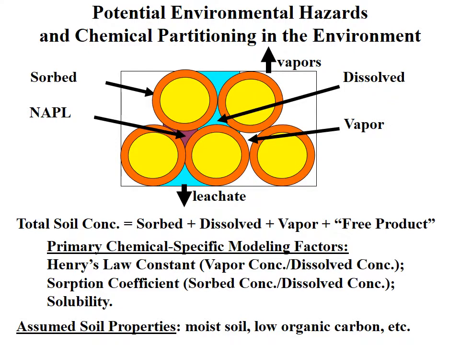Another very important factor is the sorption coefficient. This is the ratio of the concentration of the sorbed phase contaminant to the dissolved phase contaminant. So if you see in the diagram here, it's where the orange and the blue meet. It's the ratio of the contaminant between the blue, the dissolved phase, and the orange, the sorbed phase.